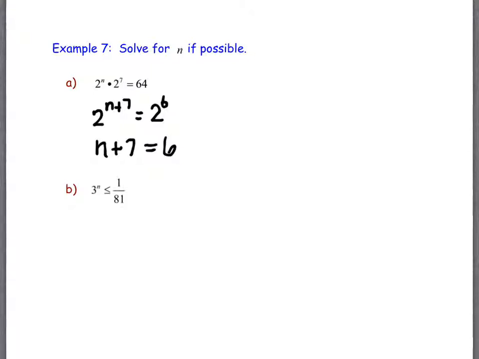So once you can get the bases the same, you can ignore them. They don't affect the problem anymore. They don't cancel out. That's not what's happening. You just get to ignore them because they don't effectively do anything any longer. Okay? What's n going to equal here? n is -1.